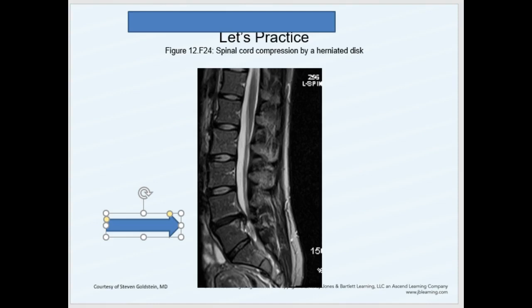So let's quickly go through these structures. This is most likely an MRI, and it is going to be a lumbar MRI. And it's a mid-sagittal section or a sagittal section, and we're looking at the vertebra here, all these square structures, and between the vertebra are the discs.